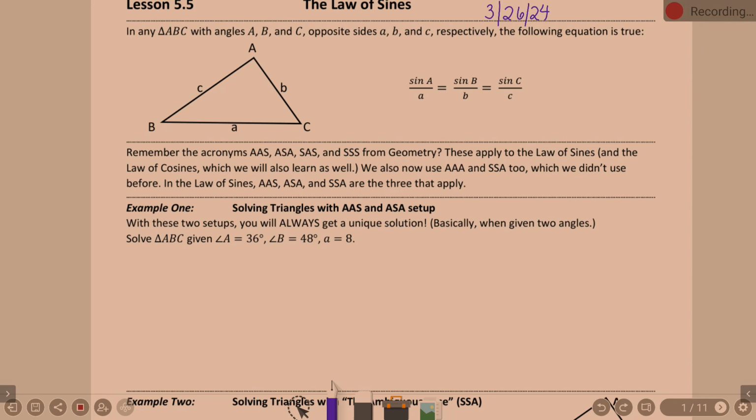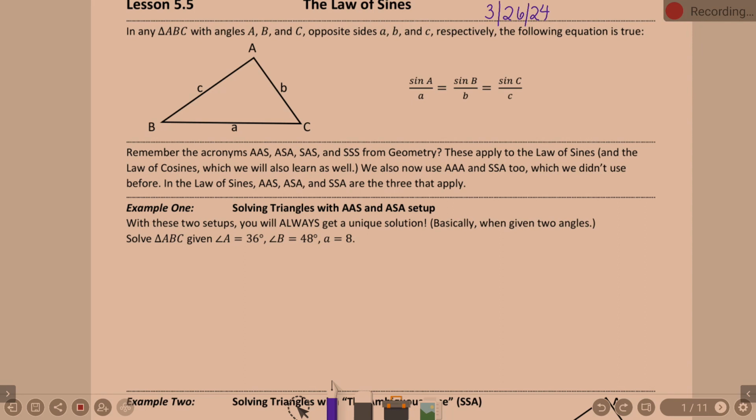Now, in geometry, you had acronyms: AAS, ASA, SAS, SSS. You remember some of those? At the time, you used them to talk about whether triangles were congruent or similar or whatever portion of geometry you were in. Well, these apply to law of sines and law of cosines as well. In addition to what you did in geometry, you also get to use angle, angle, angle, which you didn't get to use in geometry, and side, side, angle. Those are two that didn't apply in geometry, but they will apply in situations now.